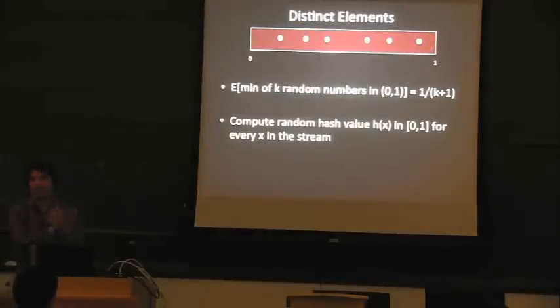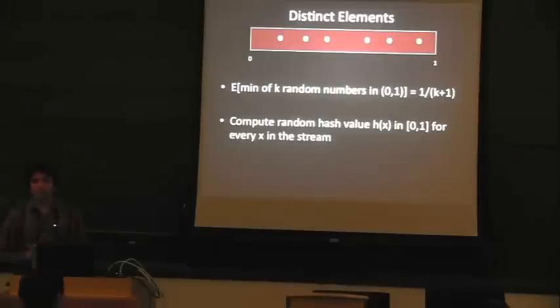Imagine computing a hash value for every element, and this hash value is a number between 0 and 1. So think of our hash function as a random function, so it assigns every element a number between 0 and 1 at random. And we keep track of the minimum as we go along. If you see many copies of the same element, the hash function is always going to map onto the same value. The minimum doesn't change, right?